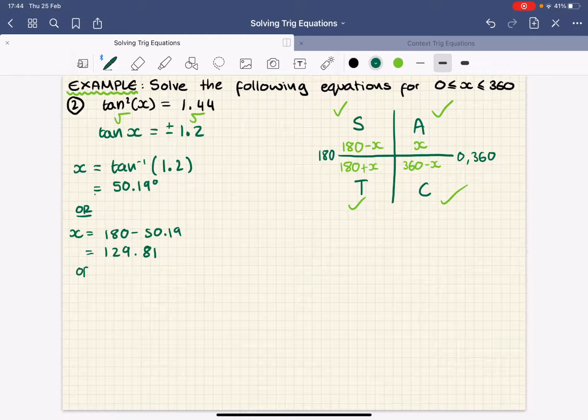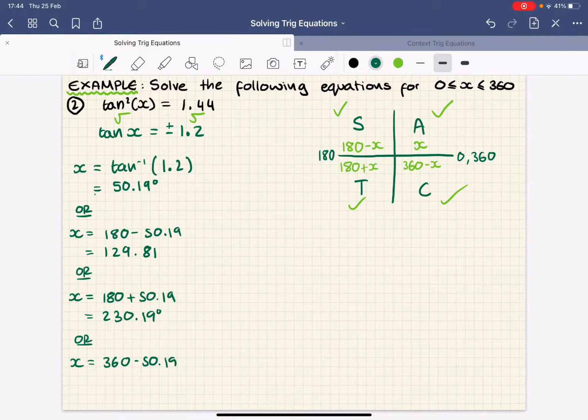Or my other potential answer could be x equals the 180 plus the 50.19, should be 230.19 degrees. Or my last potential answer would be the 360 take away the 50.19. And that would just be 309.81 degrees. And so then just writing it out so it's really clear for anyone that these are all my answers. And that's it.